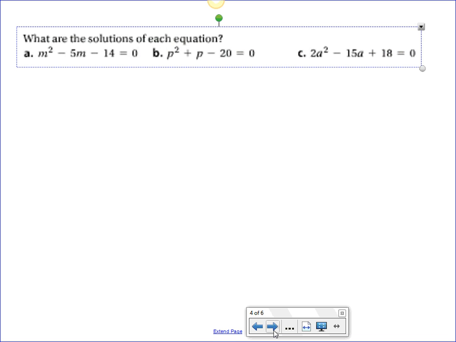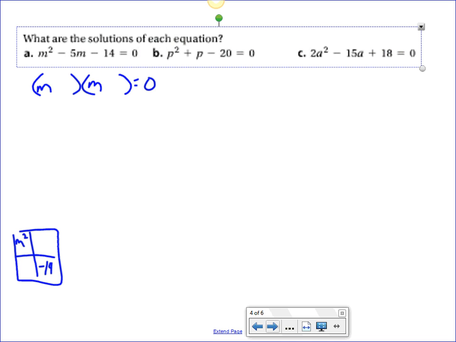But now what if you are given equations that are not factored? Then the first thing we've got to do is be able to factor them. So we might need a little side scratch piece of paper. So I've got an m squared minus 5m minus 14. We've got to remember how to factor. Well, I know it's going to be an m and an m. If I look at my signs, I know I'm going to have a negative and a positive.